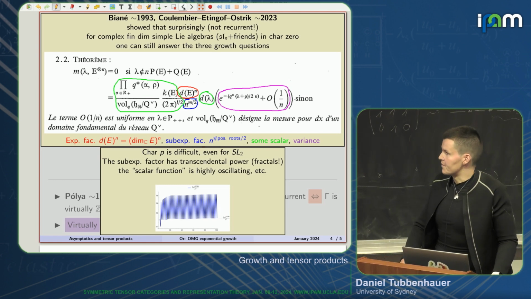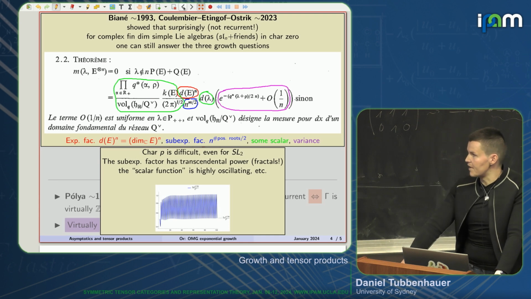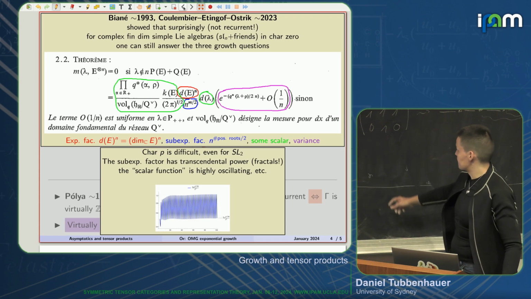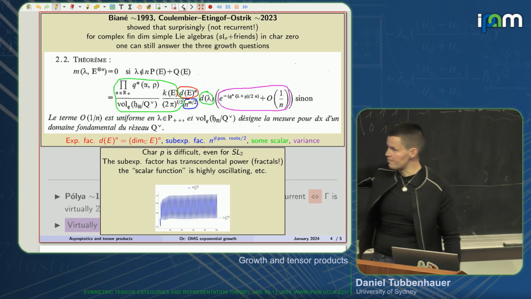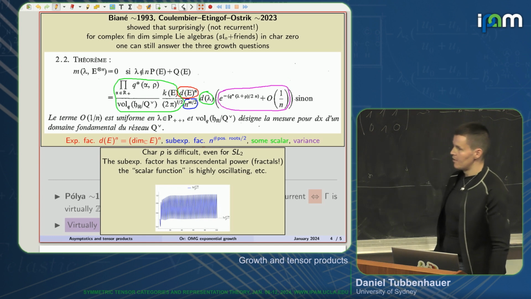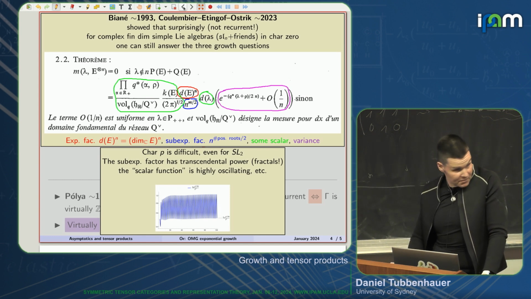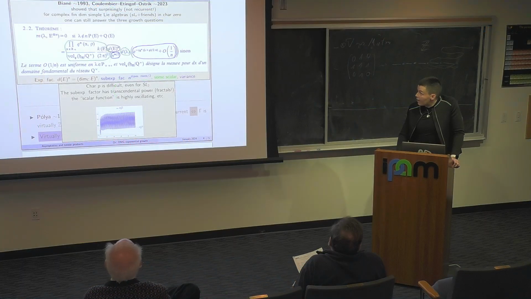So it still works, but if you go to characteristic p, even SL2, I have no idea what's going on. The function in front, the Cn, I just plotted it, it's crazily oscillating back and forth. Okay, that's all I have to say.